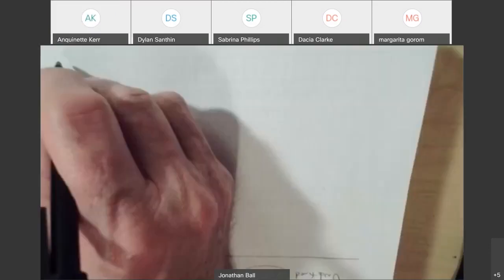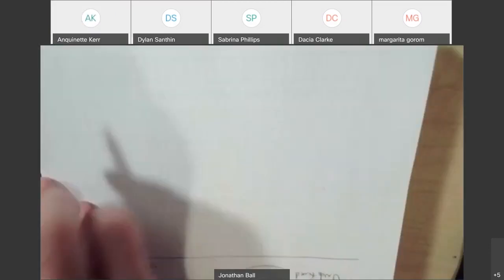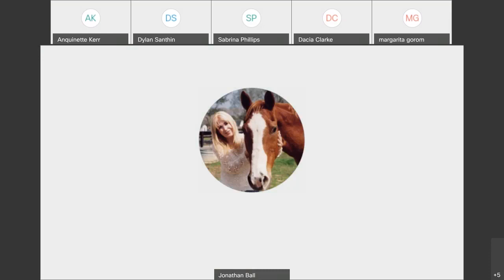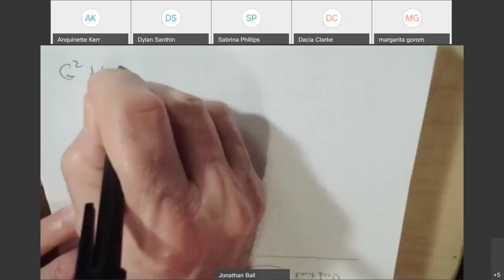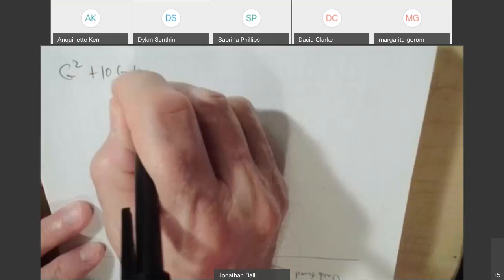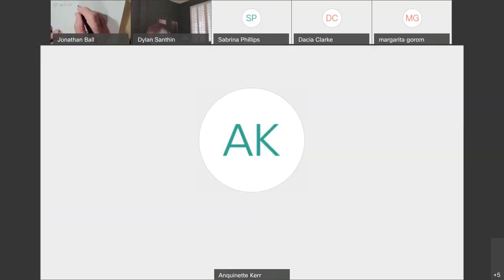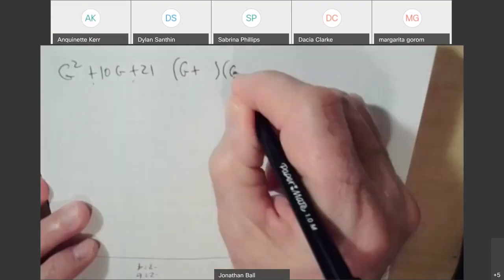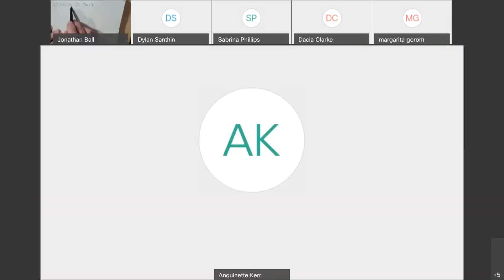Okay, get this one if you're so smart. What did we leave off with? E, F, G, G squared, or gangster, plus 10G plus 21. Okay, being that everything in here is positive, it's going to be G plus and G plus, right? Right. Now, what are the factors of 21?